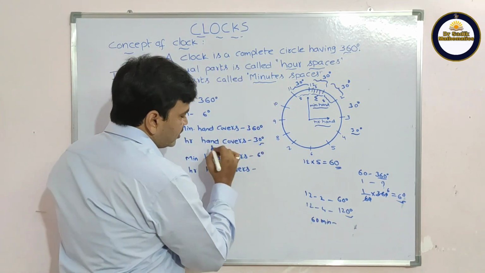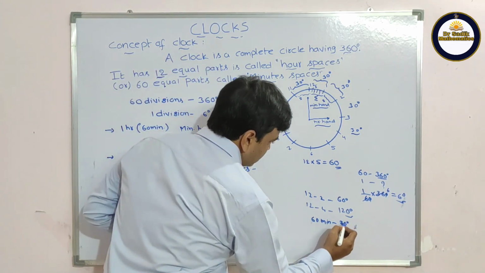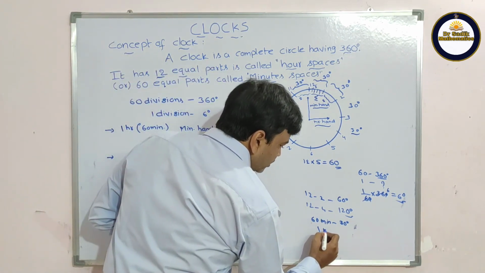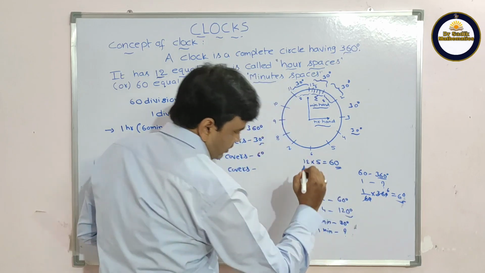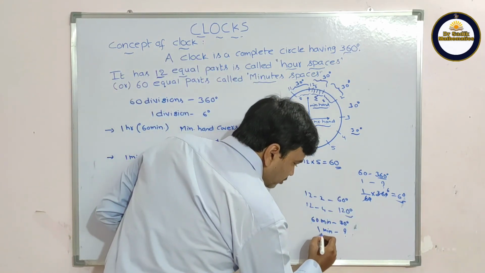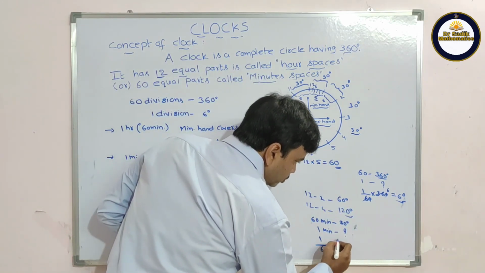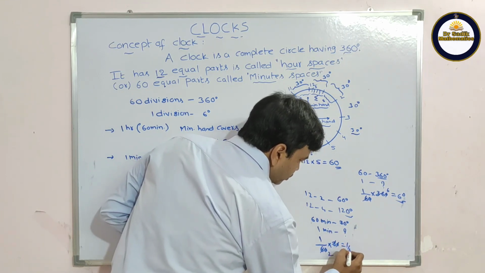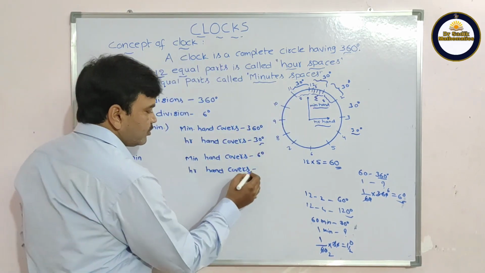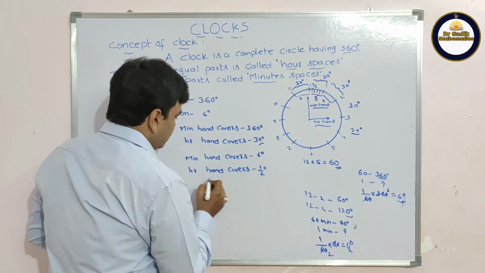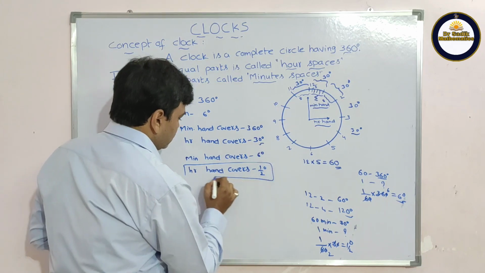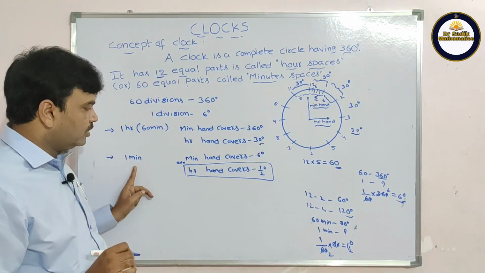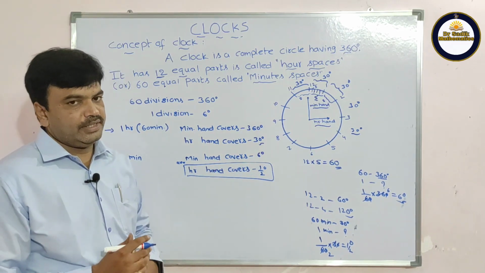It makes how many degrees, friends? 30 degrees. In how many minutes? 1 hour. In 1 minute, how many degrees will the hour hand make? So 1 by 60 into 30. How many, friends? 1 by 2 degrees. So what is the answer here, friends? 1 by 2 degrees. This is very important, friends. In 1 minute, the hour hand covers half degree.